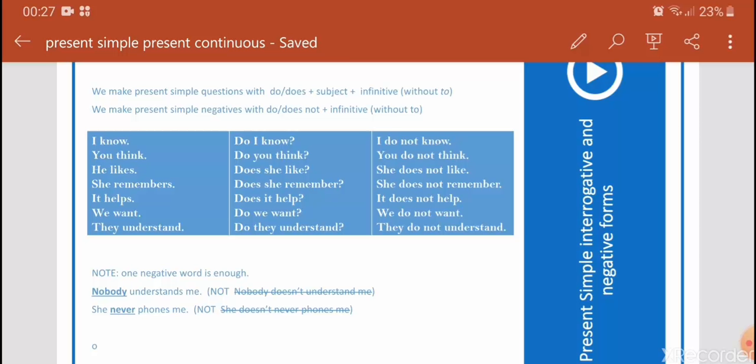Remember, only one negative word is enough. So for the sentence nobody understands me, nobody expresses negative meaning, so we don't say nobody doesn't understand me. The same situation is for the next sentence. She never phones me, never expresses negative meaning, so we don't say she doesn't never phone me.